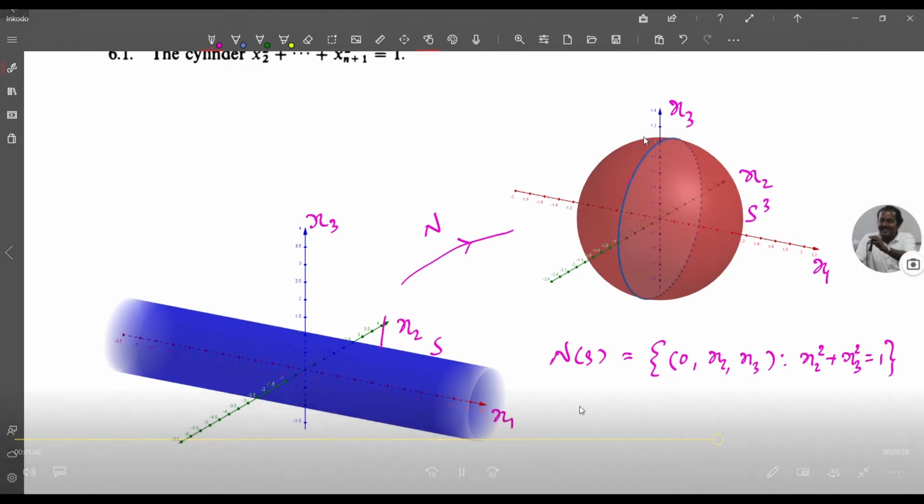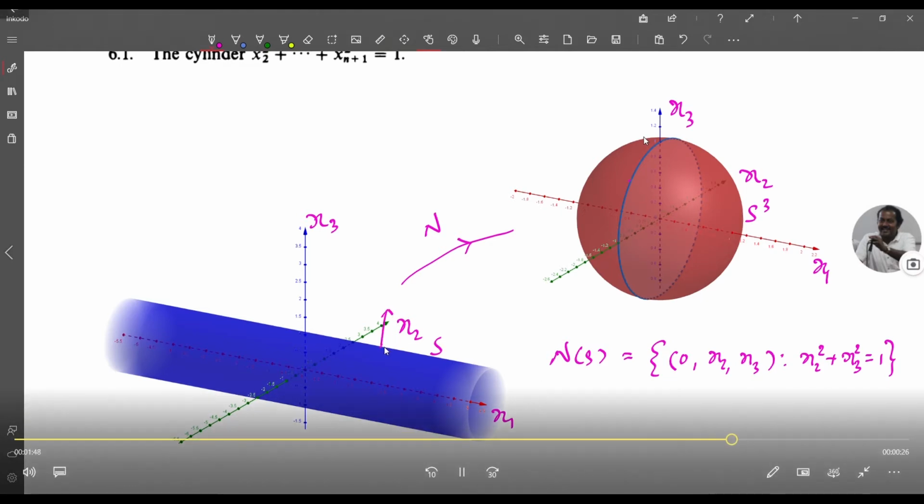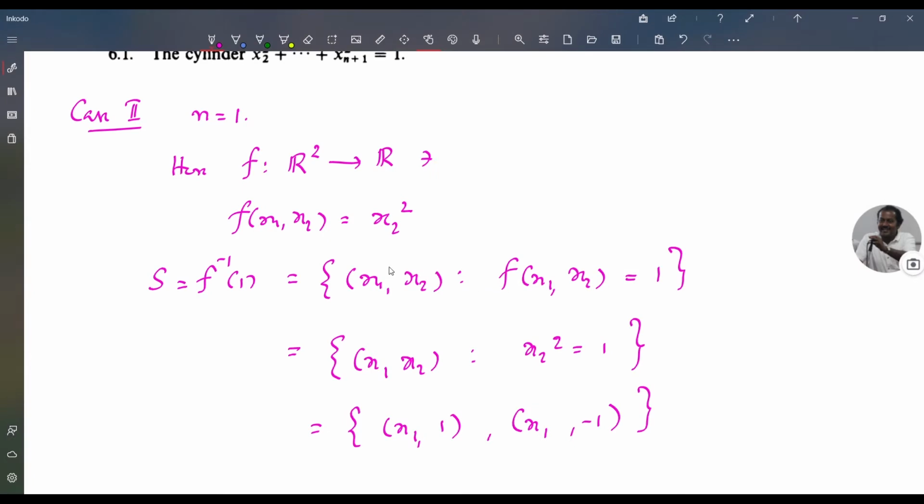So you consider a vector here. This vector is mapped to a vector here. So that corresponding to this point, there is a point on the sphere, this one. So the spherical image of this point is this point. Now we consider the case when n equals 1.